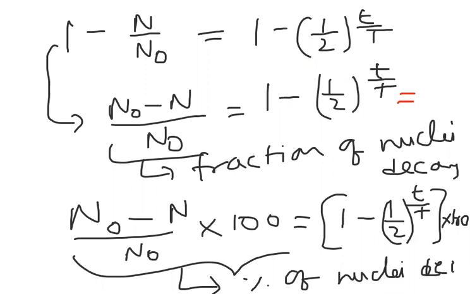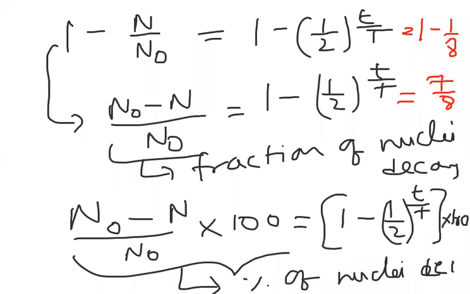First of all, fraction of remaining is 1 by 8. How much has decayed? 1 minus 1 by 8. So here we can say 1 minus 1 by 8 is 7 by 8. 7 by 8 decayed.